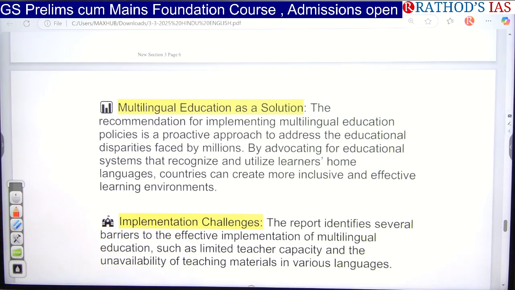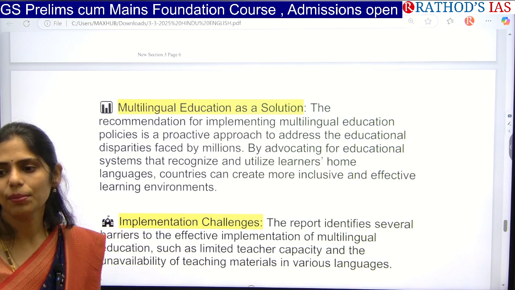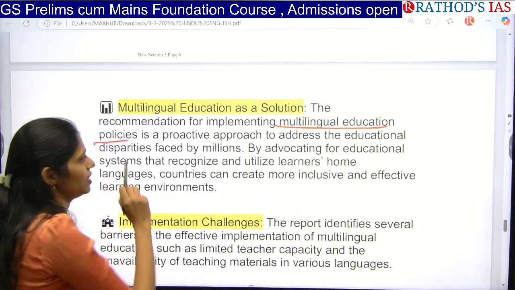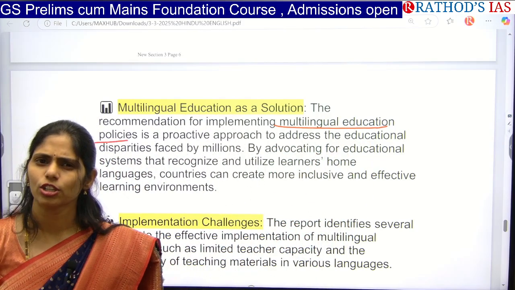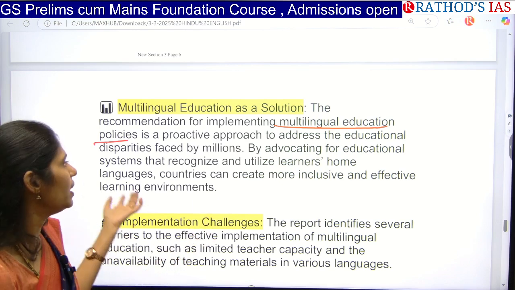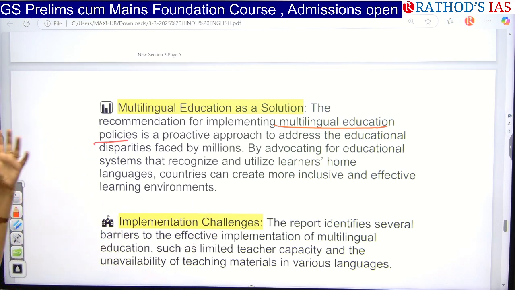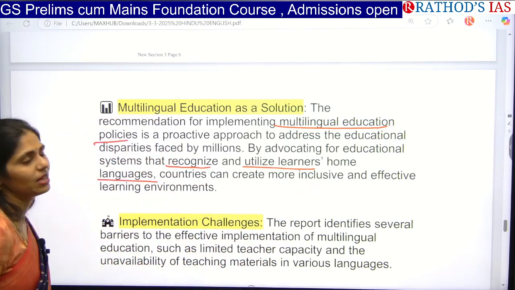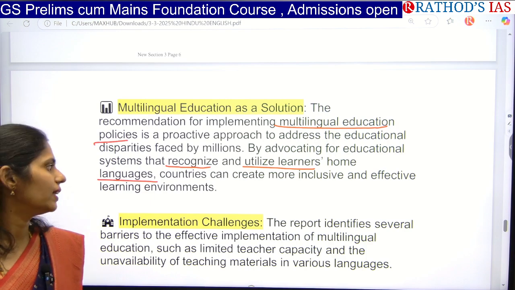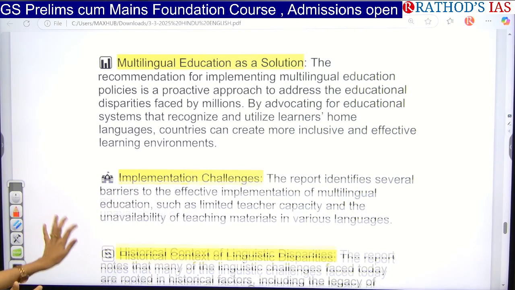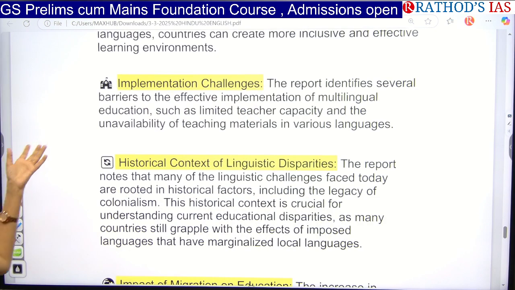This report recommends that rather than going for a single medium institution, we can implement multilingual education policies. For example, Telugu medium, Marathi medium, English medium, Hindi medium, like that. Whatever languages there are in the state, we can go for multilingual education. We can also advocate an education system that recognizes and utilizes learners' home language. That means we teach in their mother tongue, so that we can create more inclusive and more effective learning environments. And we also have a lot of challenges.